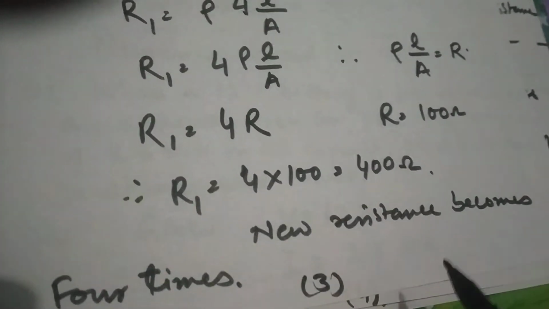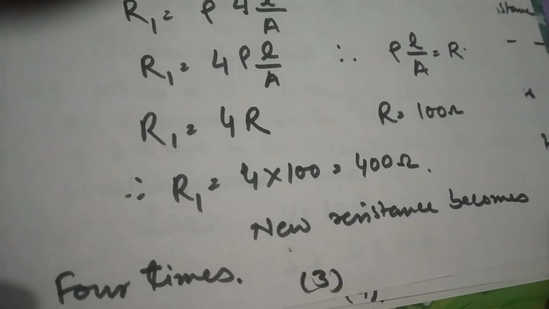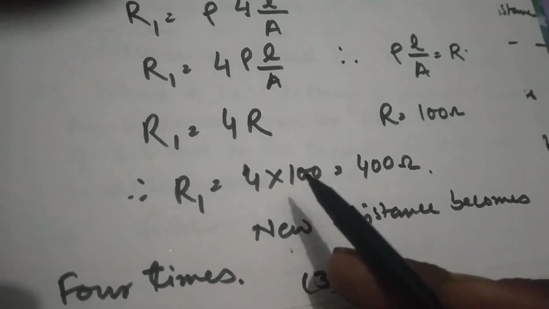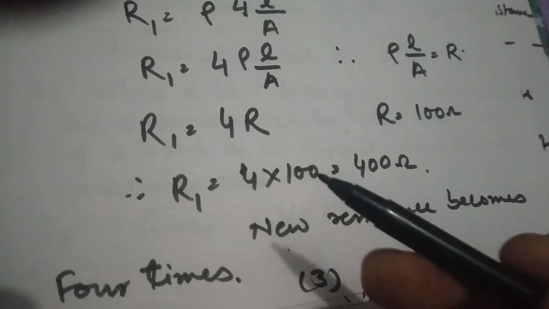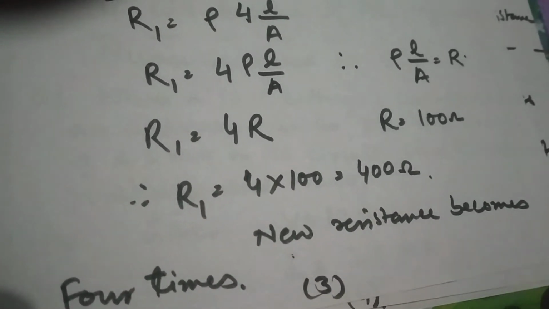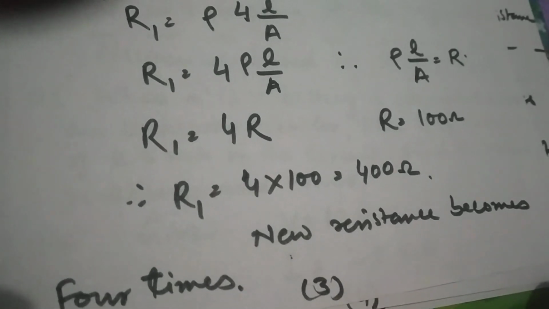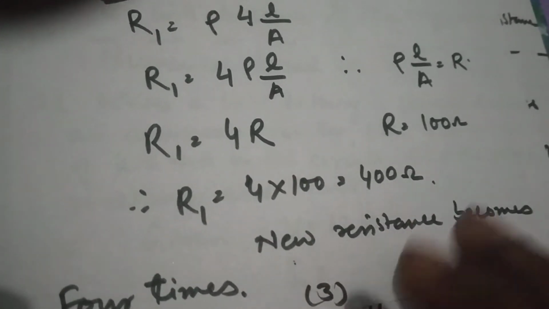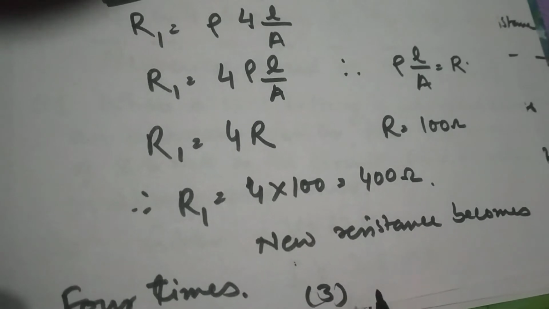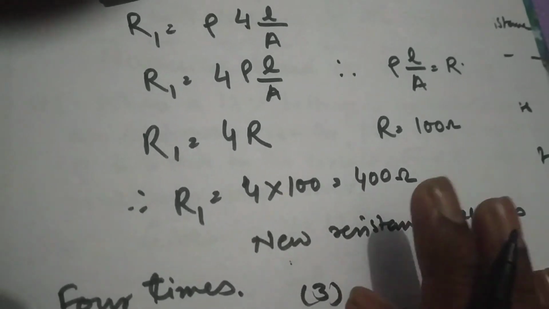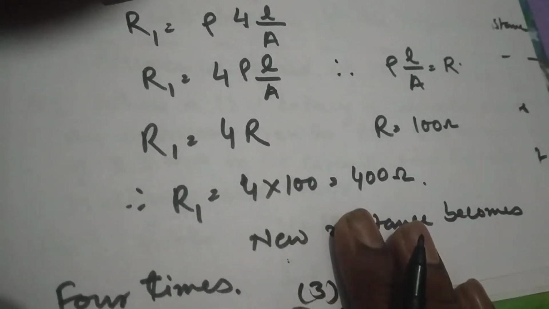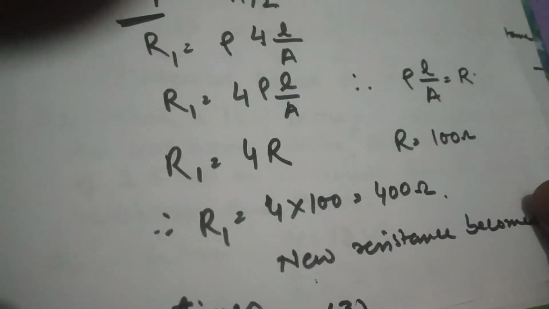So what is the conclusion you have taken? New resistance becomes 4 times. If it is 100, it will be 400. If it is 200, it will become 4 times, so it will become 800. In the same way, we can do the other steps also. I hope it is clear. Please practice. Please see them 2 or 3 times. You will not have any problem in that.